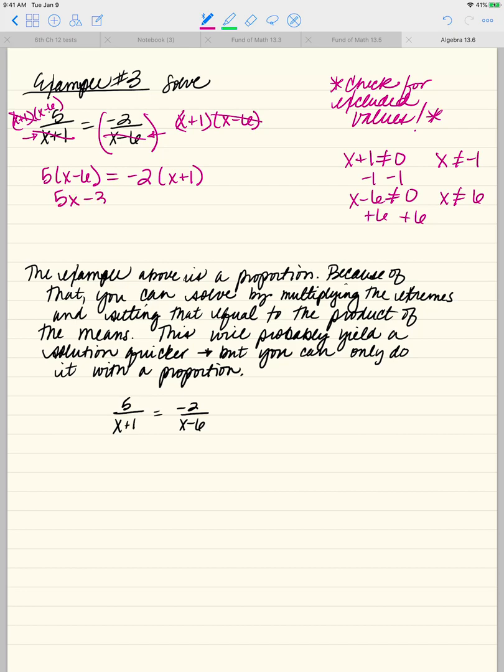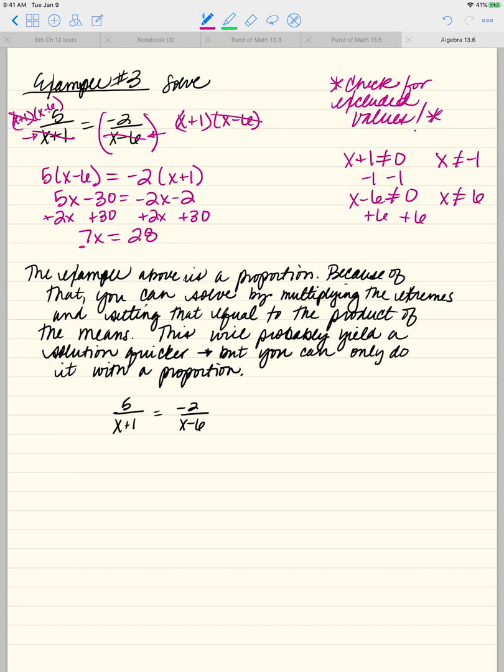Distributive property: 5x minus 30 is equal to negative 2x minus 2. Get your x's on one side and your numerical values on the other. So we're going to add 30 to both sides, and we're going to add 2x to both sides. That gives us 7x is equal to... what did I do? I made a mistake somewhere, guys. Anyone figure it out? There it is. Negative 2 plus 30, not positive 2 plus 30. 7x is equal to 28.